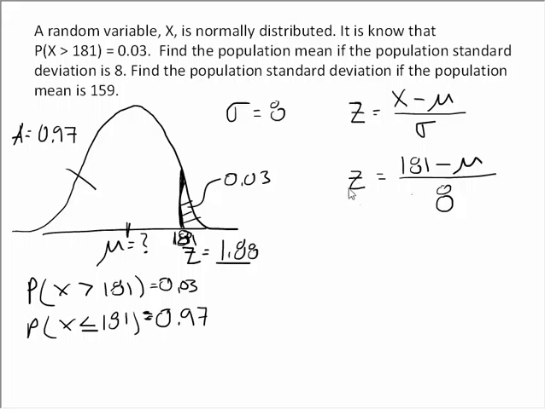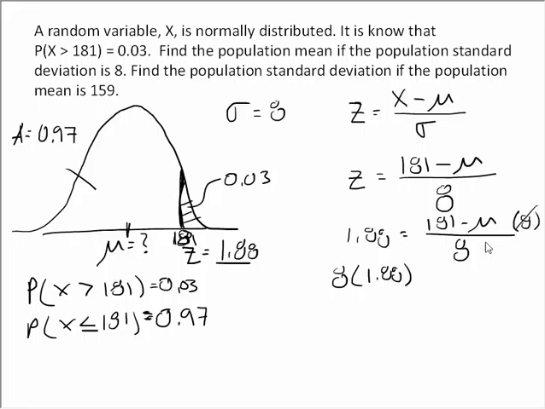I can now put 1.88 in for z. Now it's just a math problem. 1.88 equals 181 minus our population mean, over 8. I'm going to multiply both sides by 8, which will cancel out that 8. I'll have 8 times 1.88. If I multiply both sides by 8, this 8 cancels, and now I'm left with 181 minus the population mean.